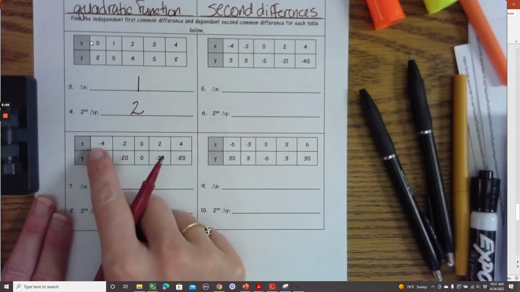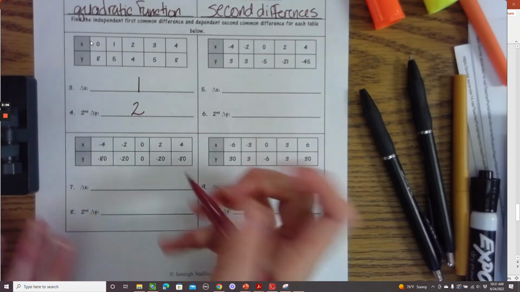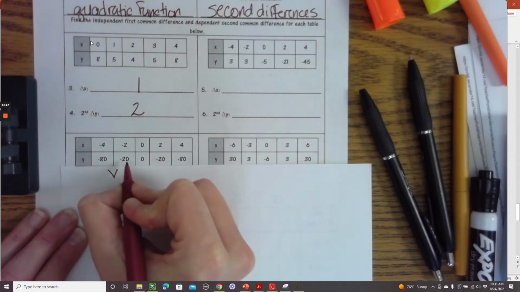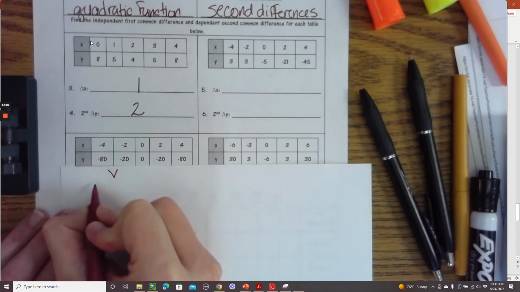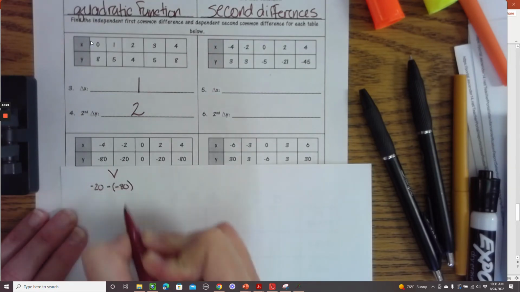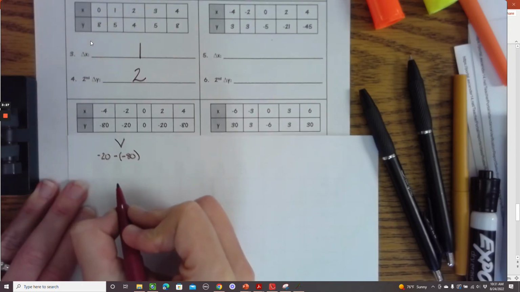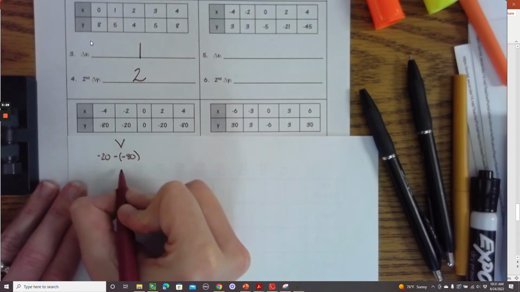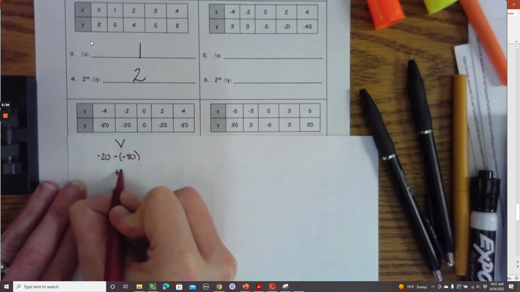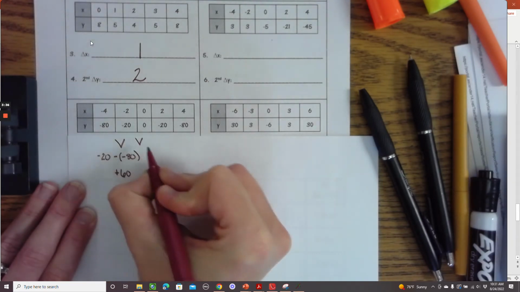Change in x. What have they done every time? Plus 2. So positive 2. Here we go. Negative 20 minus negative 80. Somebody check it with a calculator. It's positive 60.